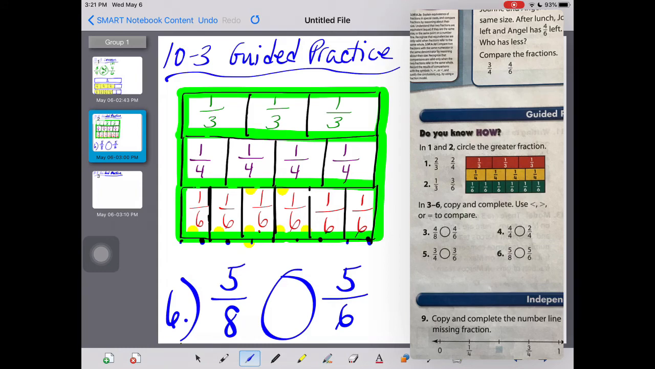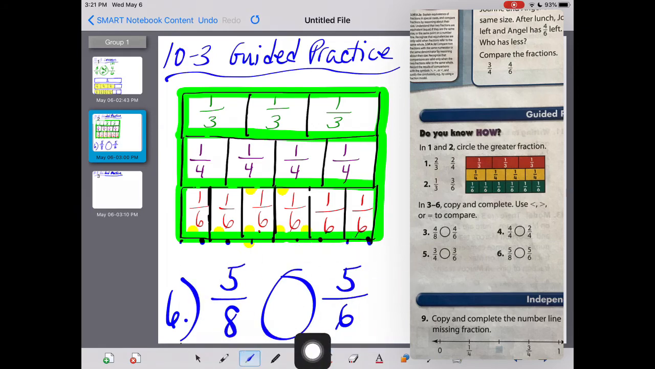All right, let's take a look at this one. Number 6, 5/8 compared to 5/6? All right. Take a look at the denominator first. Are the denominators the same? Are they sliced up the same way? Well, this one's divided up into eighths, this pizza. This pizza is divided up into sixths, so they are not.